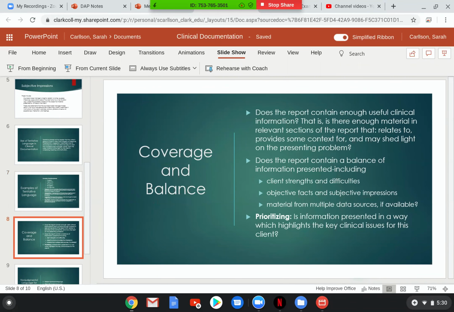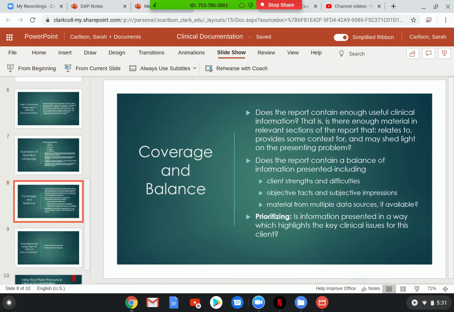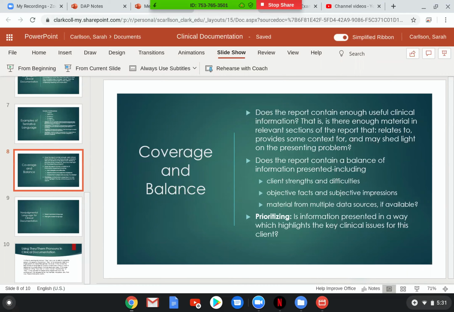Coverage and balance. So we want to make sure that the report contains enough useful information and that it has a balance of information, including the client's strengths and difficulties, objective facts and subjective impressions, and material from multiple data sources if it's available. We also want to make sure that the information is prioritized or presented in a way that highlights key clinical issues for the client. Okay, and we're going to move through here and we're going to see a couple examples in the MSc and DAP note lectures. So hold tight for that and then I'll show you some examples.